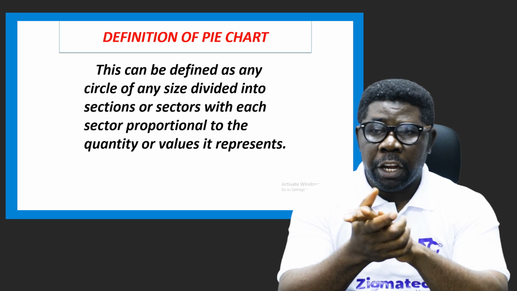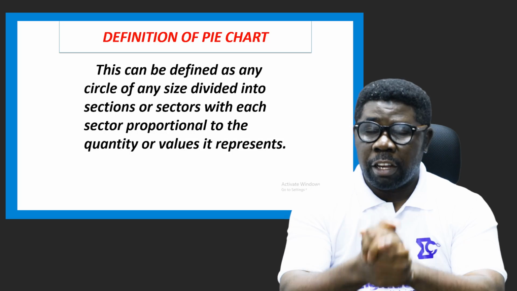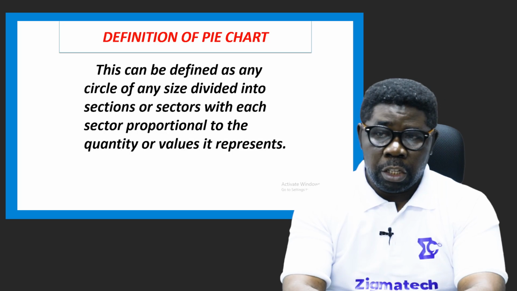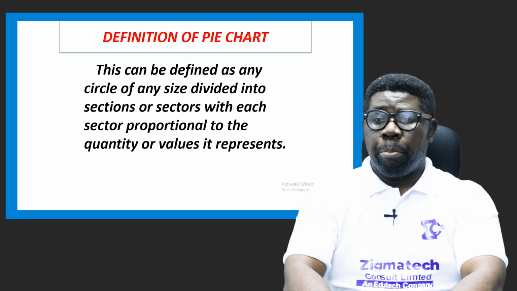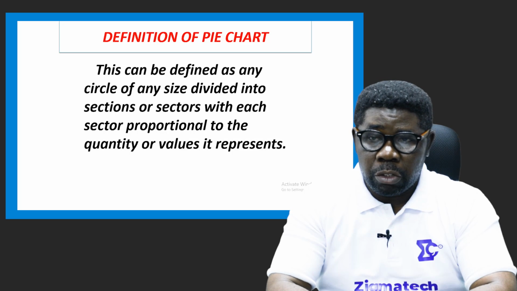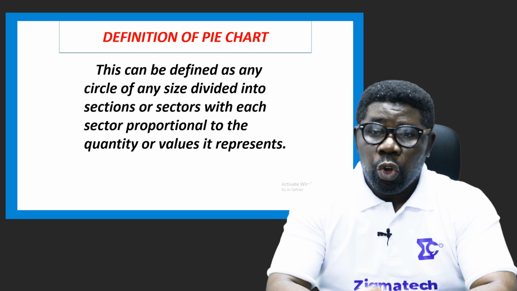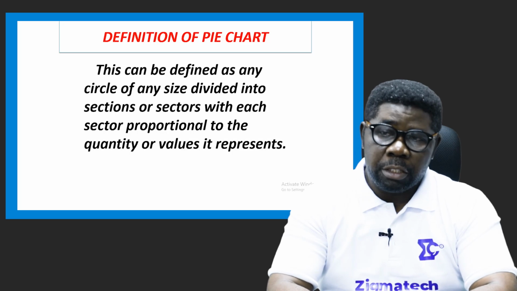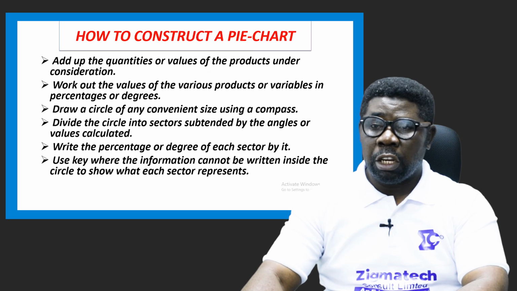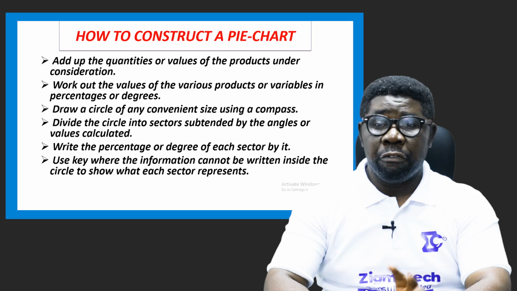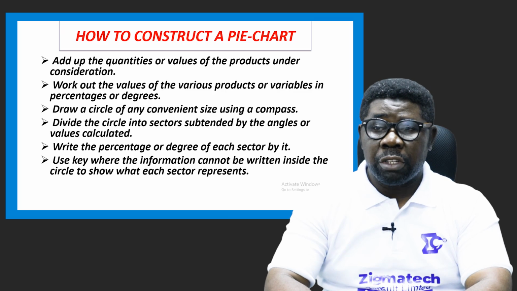A pie chart can be defined as any circle of any size, divided into sections or sectors, with each sector proportional to the quantity or value it represents. Circle of any size, with each sector proportional to the quantity or values they represent. That is what a pie chart is all about. It's a circle of your choice of size, which you're going to construct and use to represent variables in their proportion for each sector, all right?